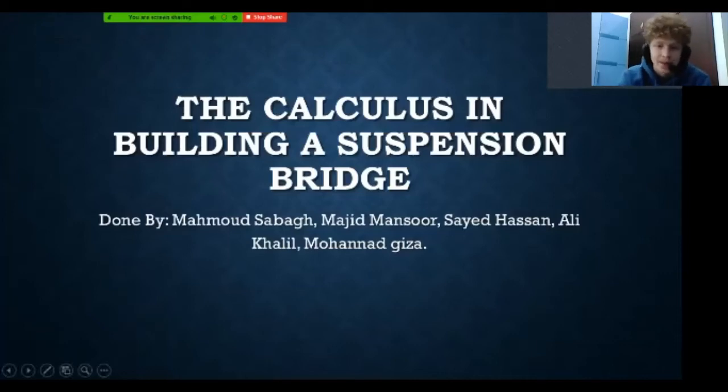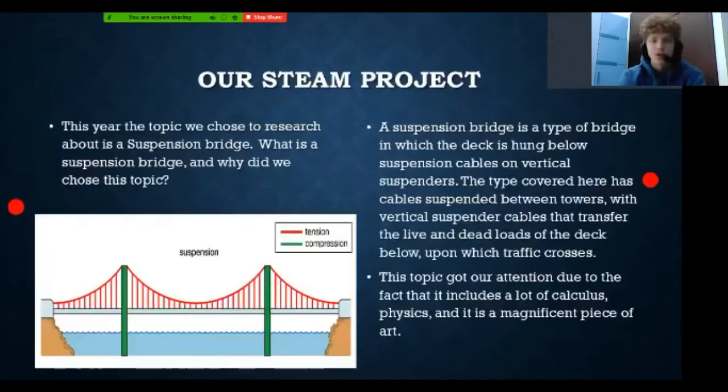Calculus in building a suspension bridge. So our STEAM project was about building a suspension bridge and how it works. We chose this topic this year because it got our attention, due to the fact that we're taking AP Calculus and it's somehow related to the mechanism by which it works.